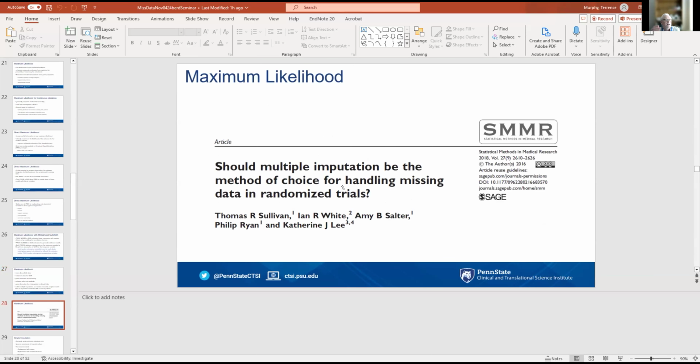Here's a paper I recently found very good. Ian White, he's from England, writes very well about missing data. This is a nice paper talking about, should multiple imputation be the method of choice for missing data in randomized trials? And they essentially conclude that you may not have to do multiple imputation, especially if most of your missingness is in the outcomes and you use one of these random effects models.